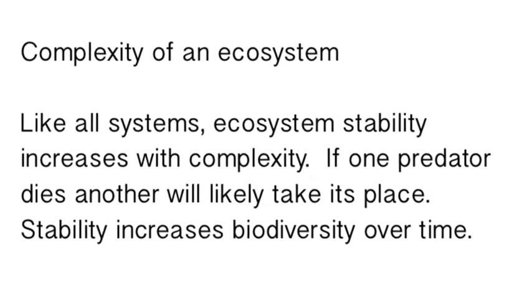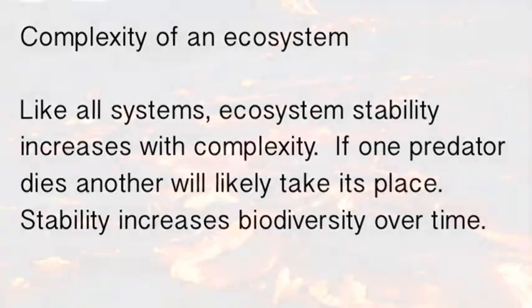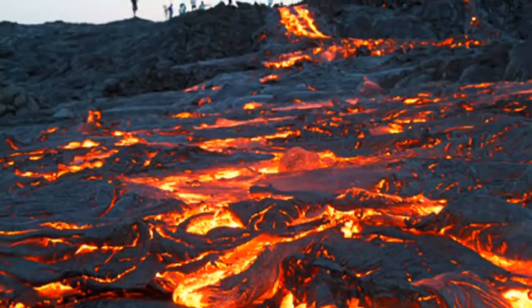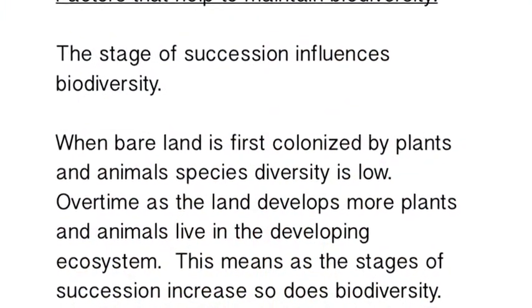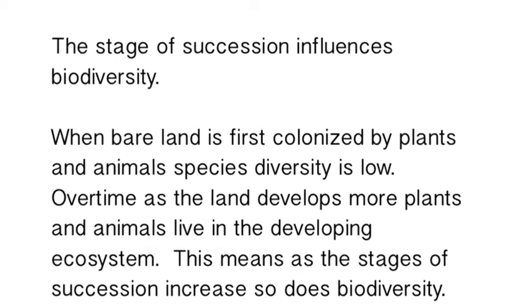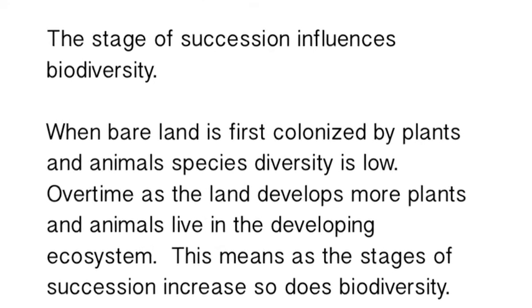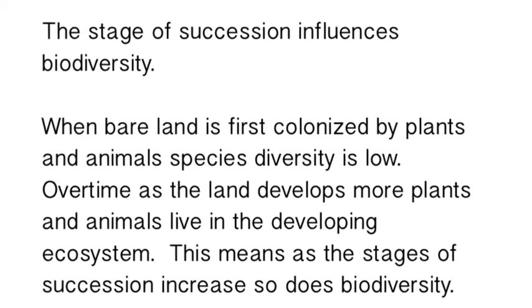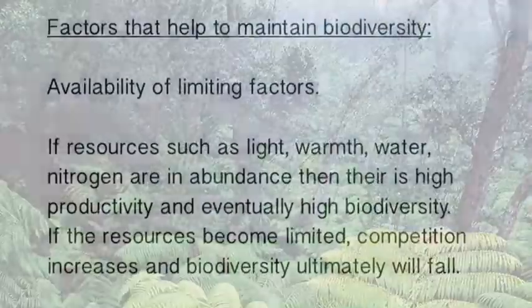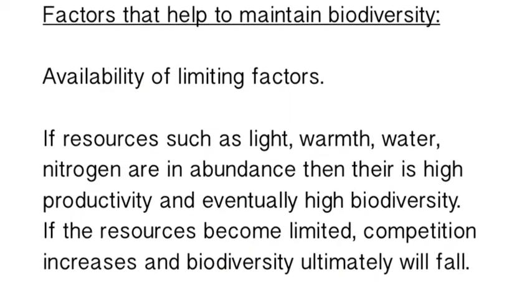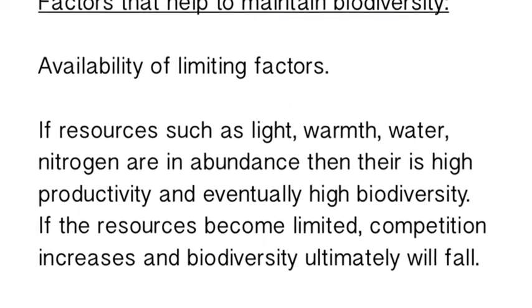Complexity does. If you have an ecosystem like a rainforest that has a lot of complexity, if something happens like a natural disaster, it can usually bounce back, okay? The stage of succession influences biodiversity. So if a volcano erupts and creates an island, at first there's not a lot of diversity, but over time, as succession continues, the diversity builds up.